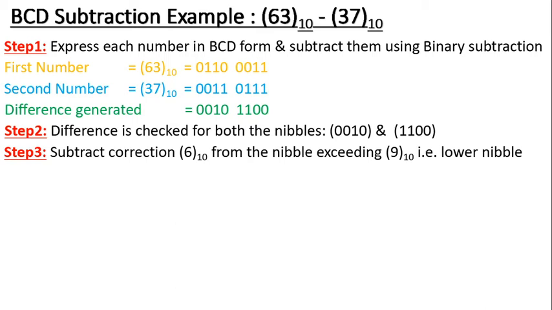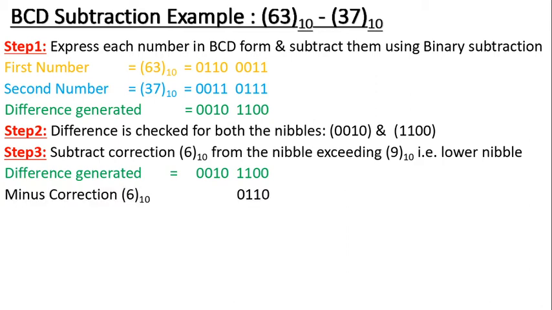6 decimal is now to be subtracted from that of lower nibble. It is a BCD subtraction. So correction is to be subtracted. In BCD addition, that correction was added. Okay, so as per the step number 3 here, the difference generated in step number 1 is once again written here 00101100, and then minus that correction 6 decimal, which is 0110, below that appropriate nibble, the lower nibble which is exceeding 9.